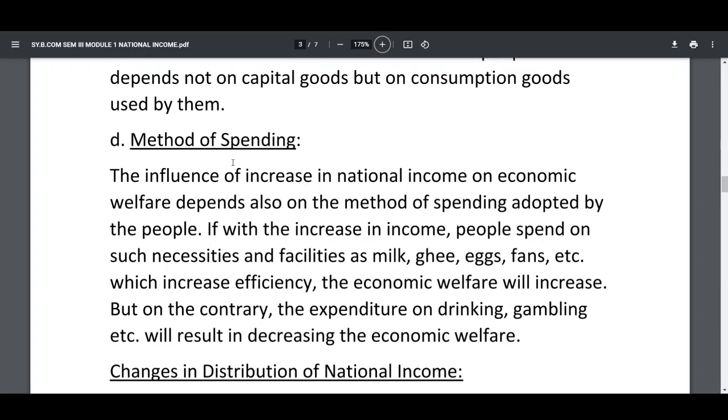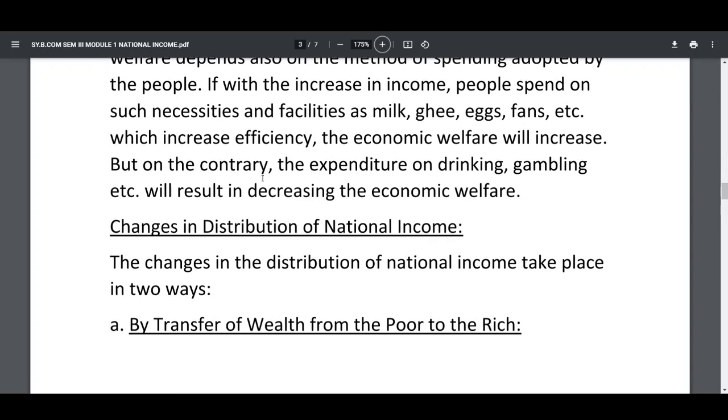Next, method of spending. The influence of increase in national income on economic welfare depends also on the method of spending adopted by the people. If with the increase in income, people spend on such necessities and facilities as milk, ghee, eggs, fans, etc., which increase efficiency, the economic welfare will increase. But on the contrary, the expenditure on drinking, gambling, etc. will result in decreasing the economic welfare.